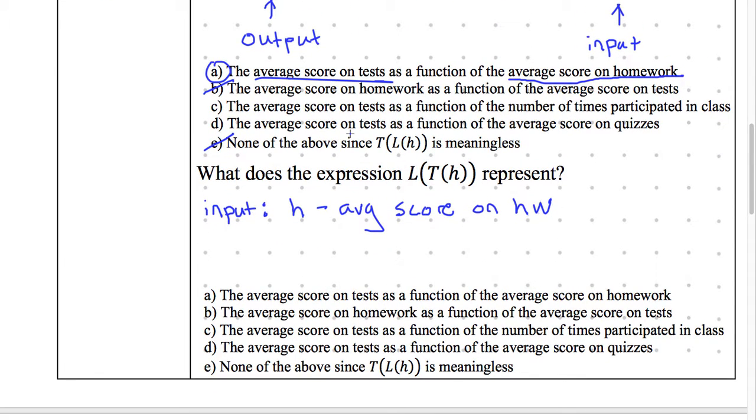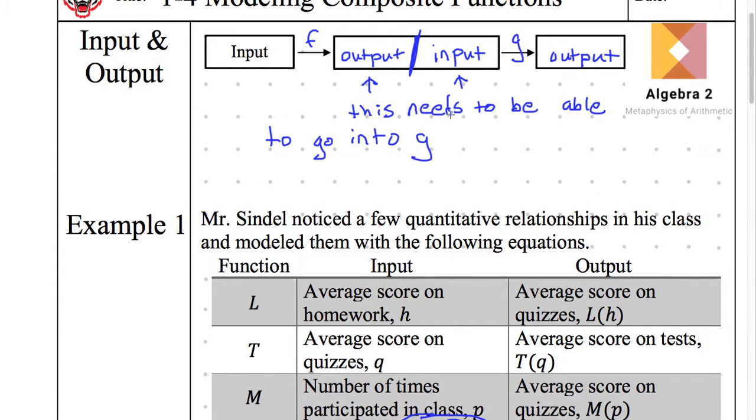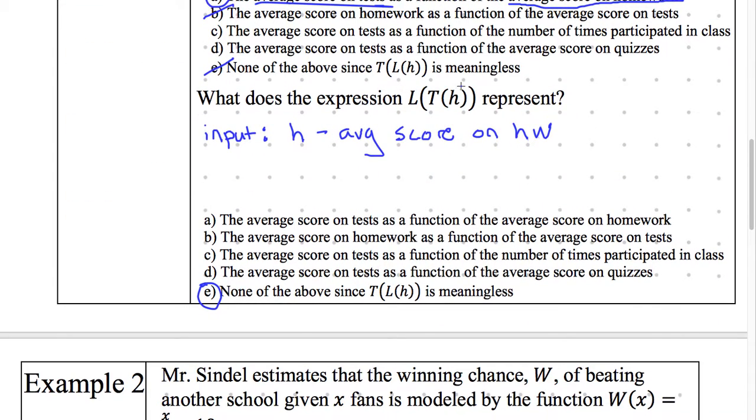So we've broken the function. Correct answer here is E, none of the above. That is meaningless. You're not allowed to do that. It broke that rule up here at the top that we were talking about, that this input/output needs to be able to go into the correct function. H was not even able to go into T, so it doesn't mean anything.